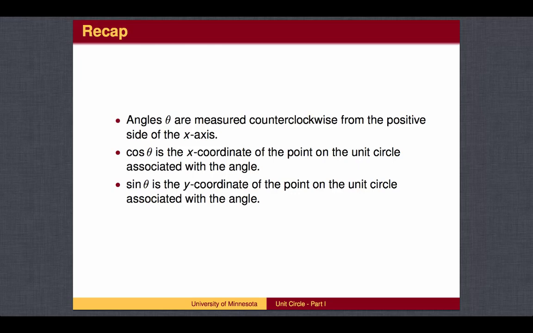To recap, the angle 0 degrees is associated with the positive side of the x-axis, and therefore the point 1, 0. Angles are then measured counterclockwise from the positive side of the x-axis. The cosine of an angle is the x-coordinate of the associated point, and the sine of an angle is the y-coordinate of the associated point.